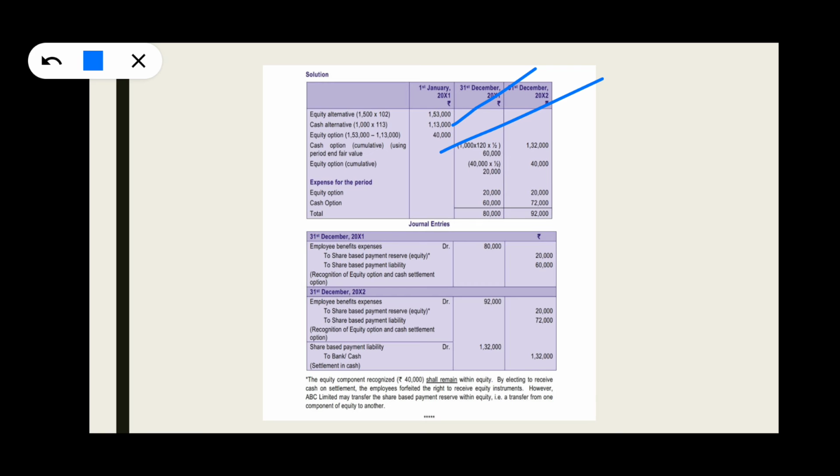We all know that in cash stock appreciation right we consider fair value, but in the equity component we are not going to recognize it. The problem is that here we have taken 113 for the first time. Later on, any fair value change we have to take here. So you see here it became 120. So 1000 into 120, 1,20,000 divided by 2, is 60,000. Like that, every time we have to consider the fair value.